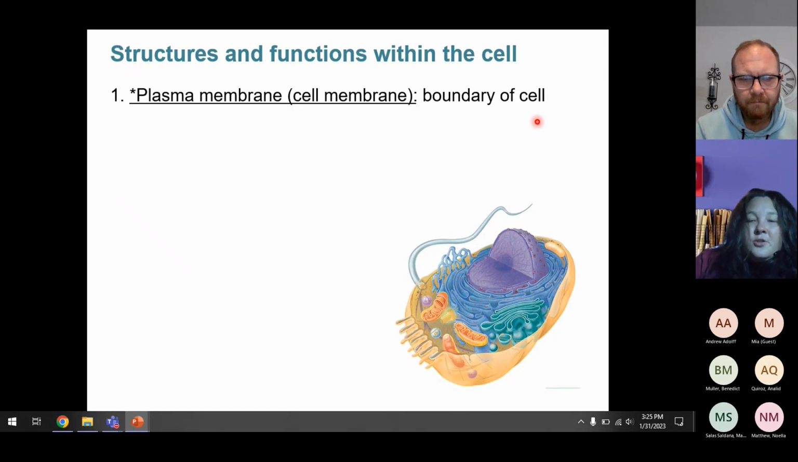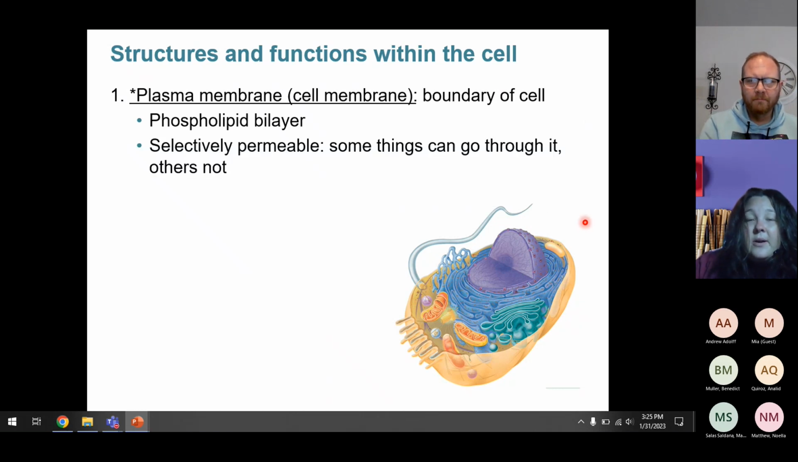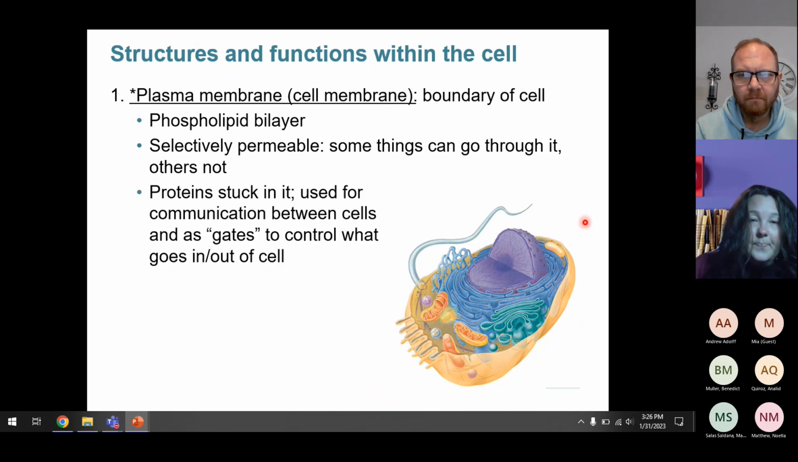So now we're just going to go through the structures of the cell and their functions. The plasma membrane, also called the cell membrane, forms the boundary of the cell. Remember, it's made of a phospholipid bilayer, and it is selectively permeable. It means that some things can go through it, others not. Just like a coffee filter. A coffee filter is a selectively permeable membrane. The coffee cannot pass through it, but the water can. And this is really important for the cell because we don't want everything to be able to get in and out of a cell. Some stuff needs to stay in and other stuff needs to stay out.